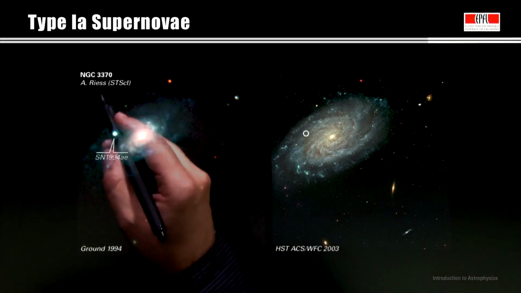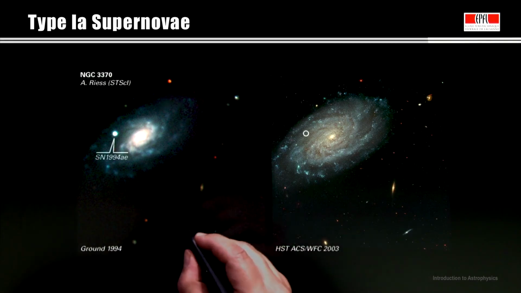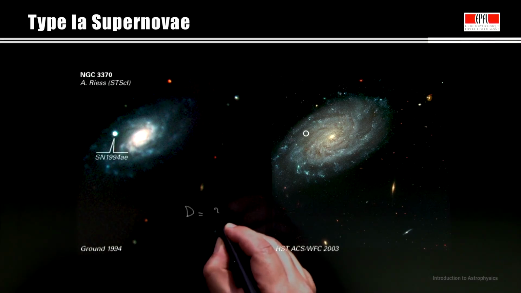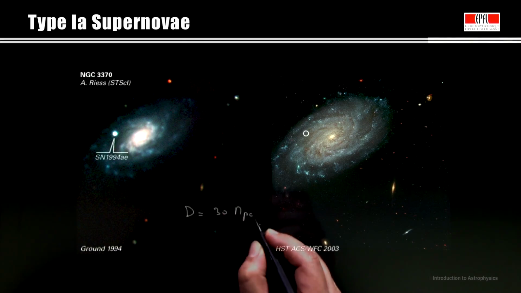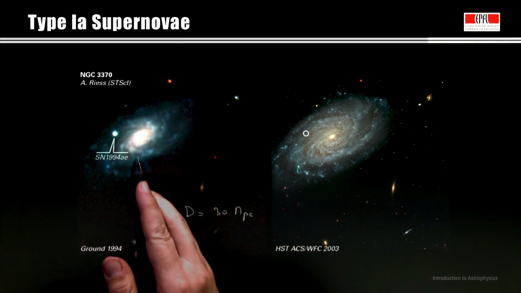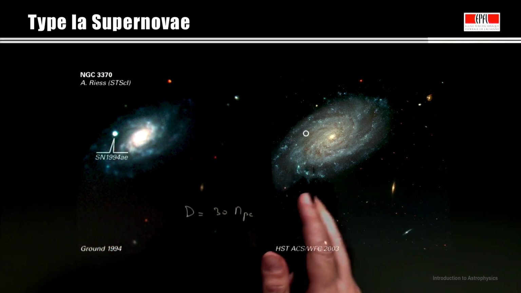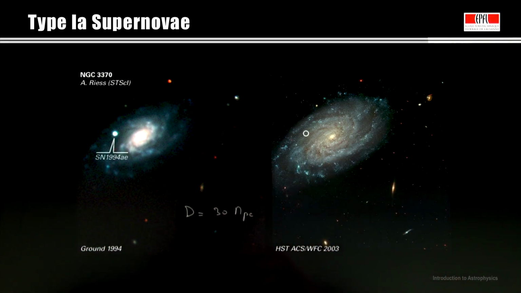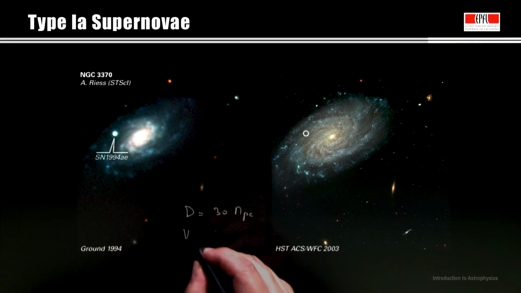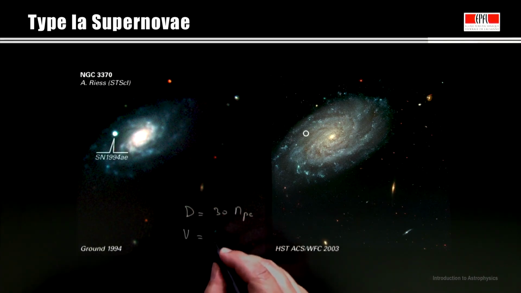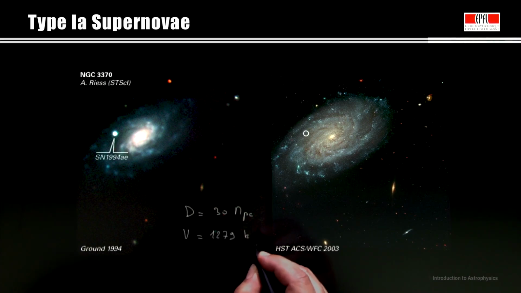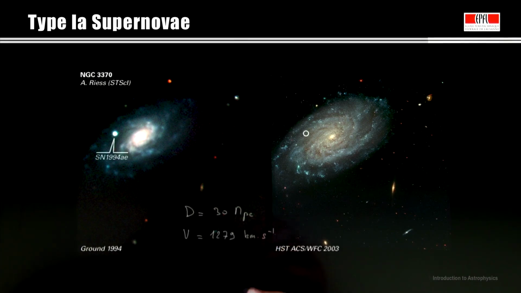Here's another galaxy, NGC 3370. The distance is beginning to be a bit higher. We have a distance of around 30 megaparsec. We have here an observation taken by a ground telescope with the supernova that exploded, and an observation taken with the space telescope with the supernova before or after the explosion, in any case not present on the image. The recession velocity of this galaxy is even higher than the others, 1,279 kilometers per second for this one.